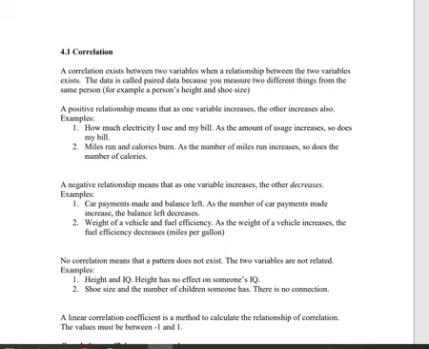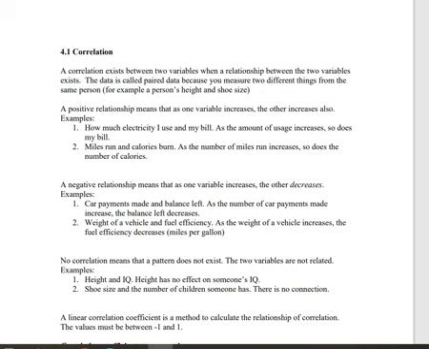Section 4.1, Correlation. A correlation exists between two variables when a relationship between the two variables exists. The data is called paired data because you measure two different things from the same person. For example, a person's height or shoe size. It doesn't have to be people, it can be other things too.